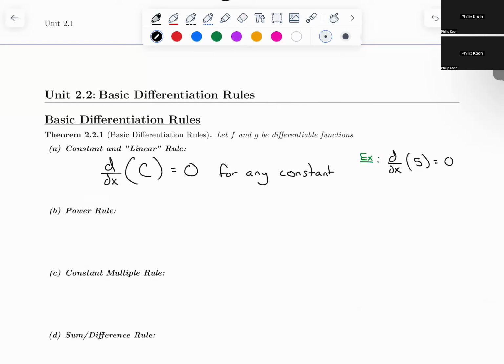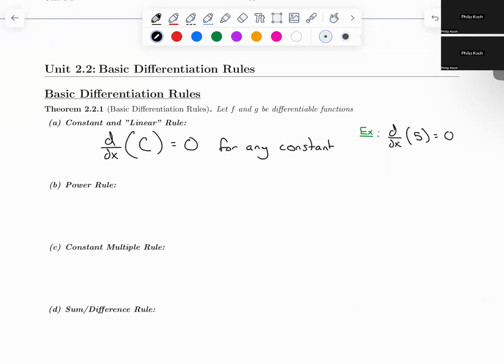Then we have the power rule, the most important rule. Honestly, this one is central. You need to practice this before we get to 2.3. We won't be going over 2.3 until Wednesday, so don't bother practicing this until after the exam. But once the exam's over, start practicing the power rule. The power rule says that d dx of x to the a is equal to a times x to the a minus 1, for any number a, for any constant a.